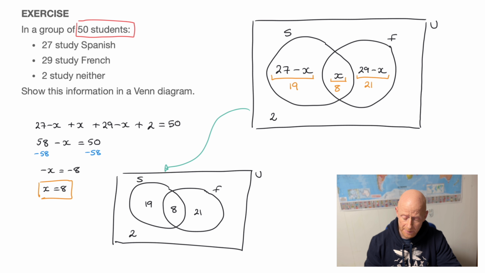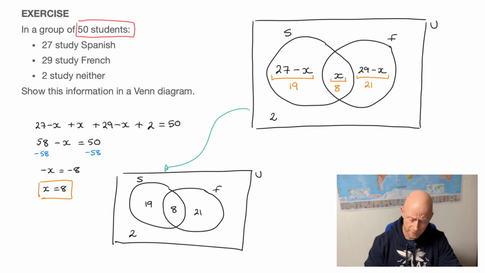Now hopefully you understood the reasoning here. I didn't know how many people were in the intersection, so I simply called that amount x. From there on, we could complete our Venn diagram in terms of x, as we did here, and then use the fact that the total of all the numbers on our Venn diagram had to add up to 50. That allowed us to find what x had to be, and therefore it allowed us to draw our Venn diagram. But I'll finish this video by showing you a quick trick to find this number 8 right away.